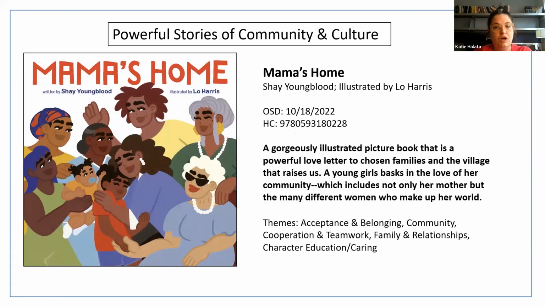Mama's home. Home can be a blue house with a white trim that you share with your mama, but it can also be so much, much bigger than that. A girl basks in the warmth of her community in this powerful love letter about chosen families and the village that it takes to raise us, from Pushcart Prize-winning author Shay Youngblood and popular illustrator Lo Harris.